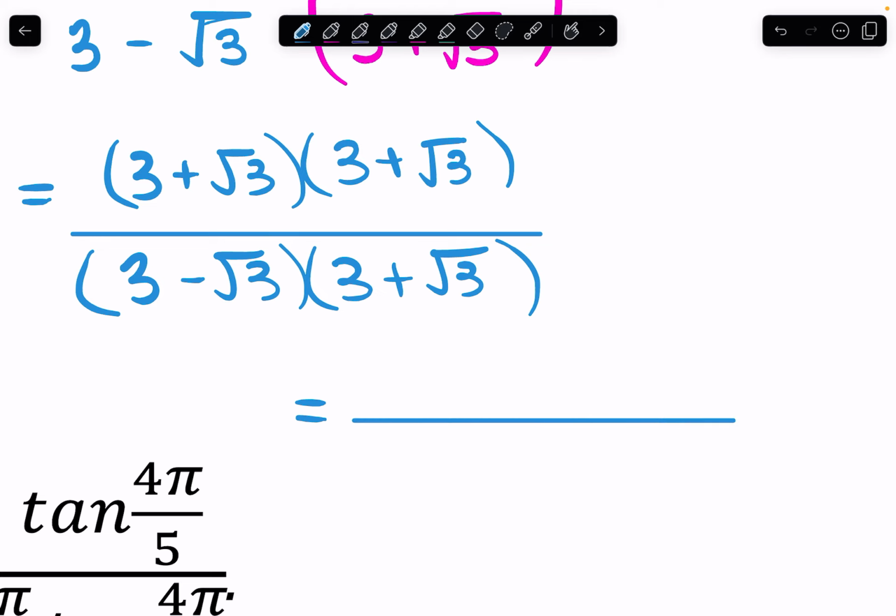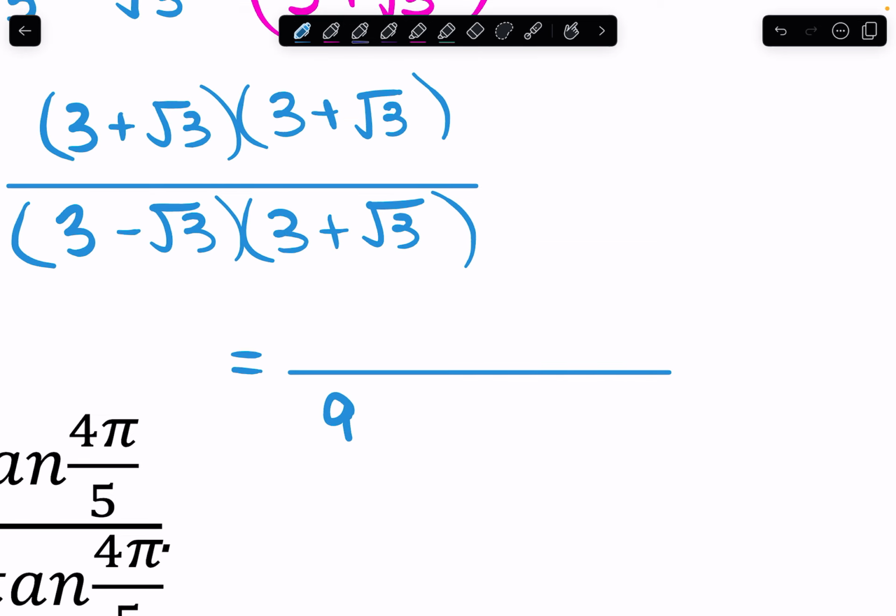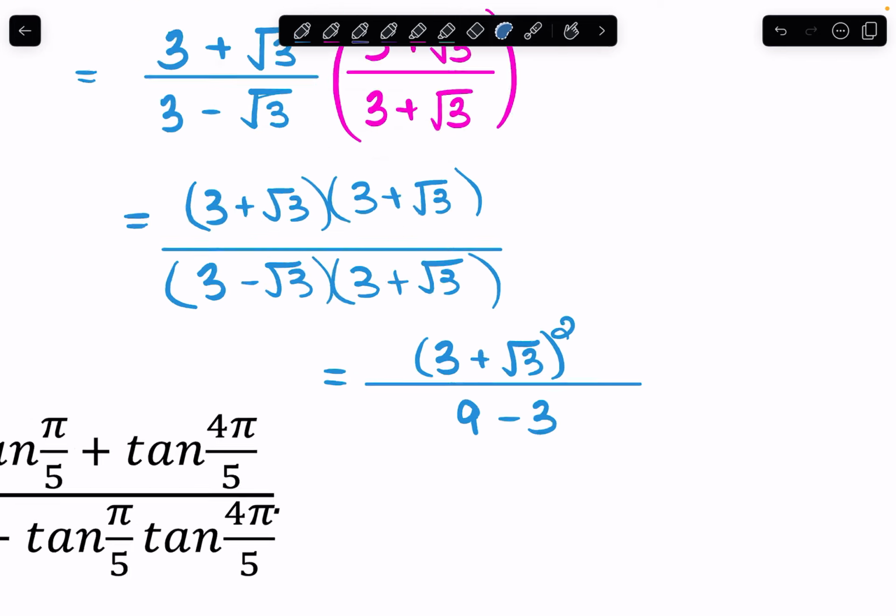Go sideways for a minute. So FOIL on the denominator, 3 times 3, 9. It's difference of squares, outside, inside drops. So last, positive times negative, negative, square root of 3 squared, 3. All right, for our numerator, I'm just going to rewrite it as 3 plus square root of 3 quantity squared for now.